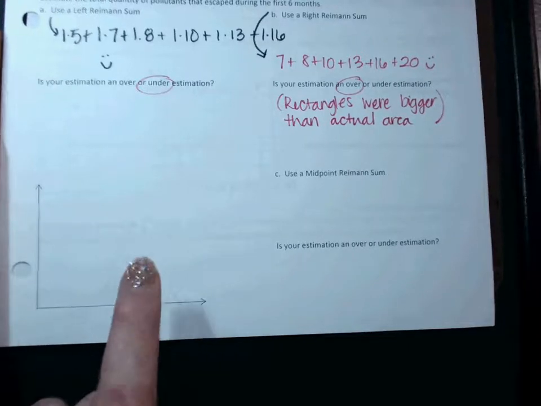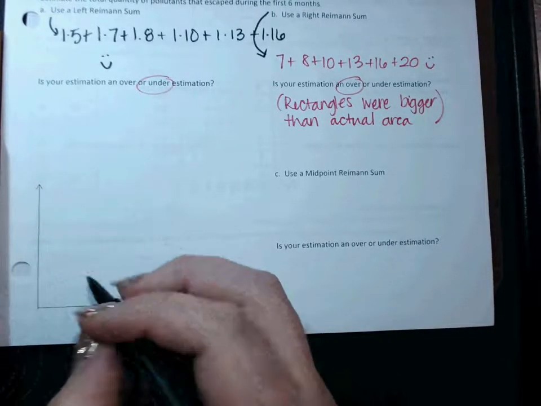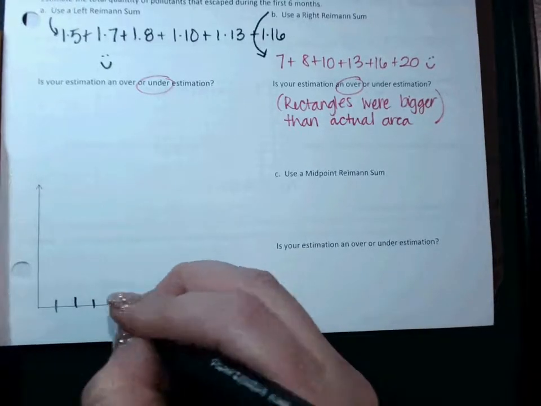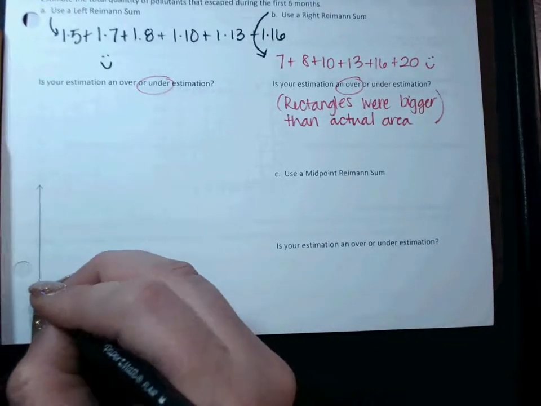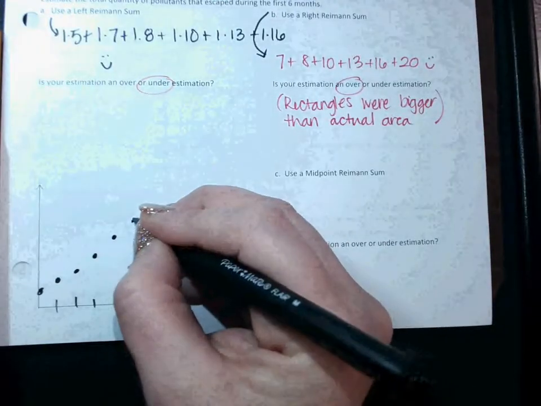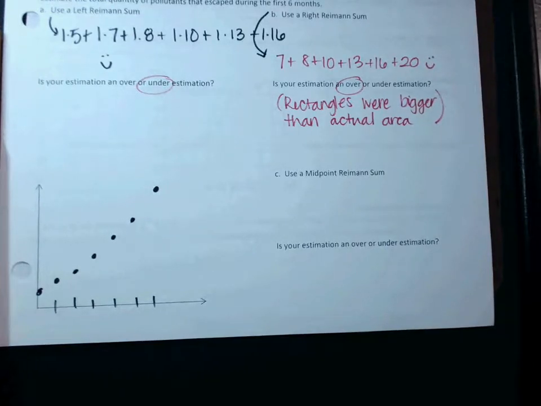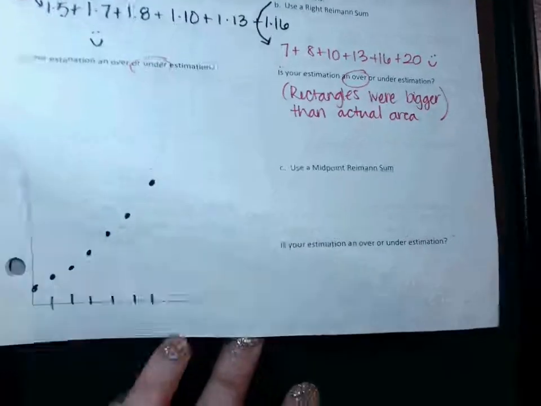Sketch your picture down here just with your dots. 1, 2, 3, 4, 5, 6, and then just make your dots going up again. So we did a left, we did a right. Now we're going to learn the only other type, which is a midpoint. Here's how a midpoint works.